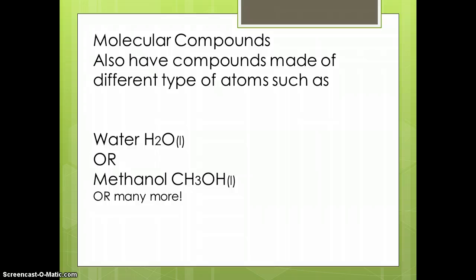There are also molecules that have different types of atoms, such as water, which consists of 1 oxygen atom and 2 hydrogen atoms bonded together, or methanol, which is made of 1 carbon atom, 4 hydrogen atoms, and 1 oxygen atom bonded together. There are many more examples of polyatomic molecular compounds.